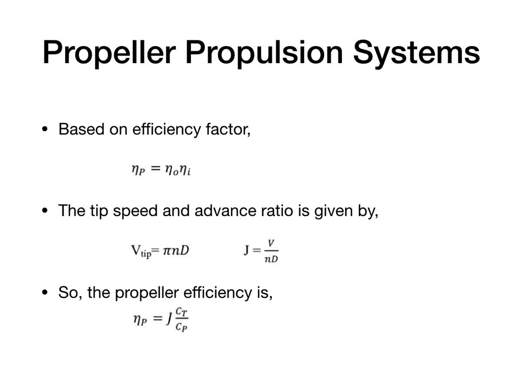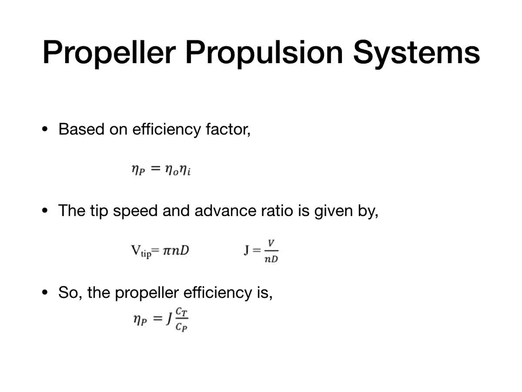The propulsive efficiency takes into account profile losses with efficiency factor eta naught, as well as induced losses with efficiency factor eta I. Based on this, the efficiency eta P is equal to eta naught into eta I. The tip speed of the propeller is given by V tip equal to pi n d. The ratio of true airspeed to the tip speed is defined as advance ratio, which is given by J equal to V by n into D.